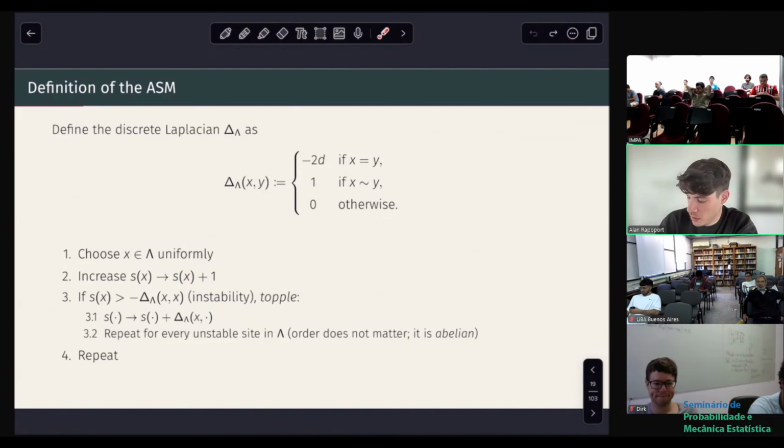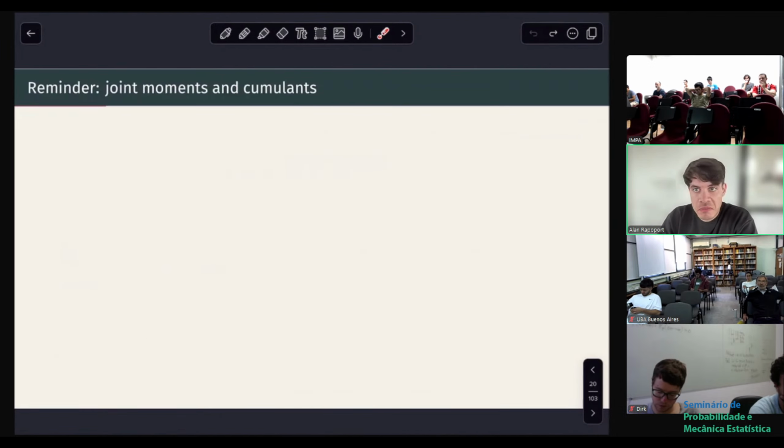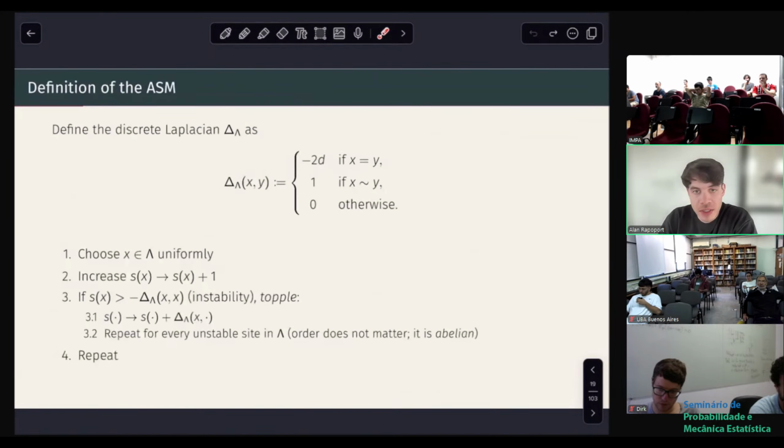And if you look at how the algorithm went before, I can just write the toppling process as this update. Basically, the mass S becomes S plus the Laplacian. So this is only to let you know that this Laplacian is already entering the game, and you will see it later on. So far so good. I'm just defining how this system works.